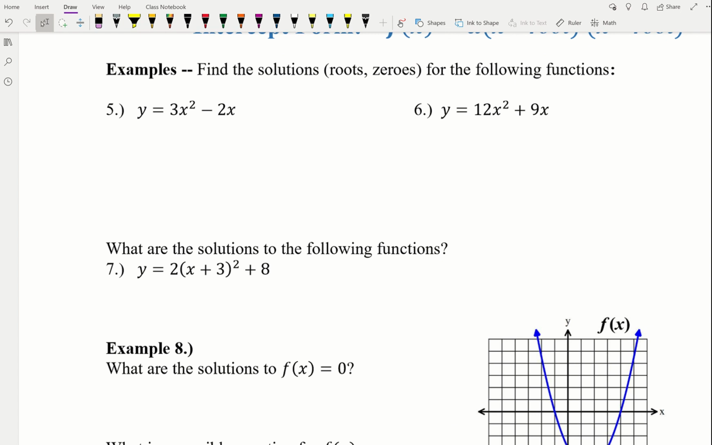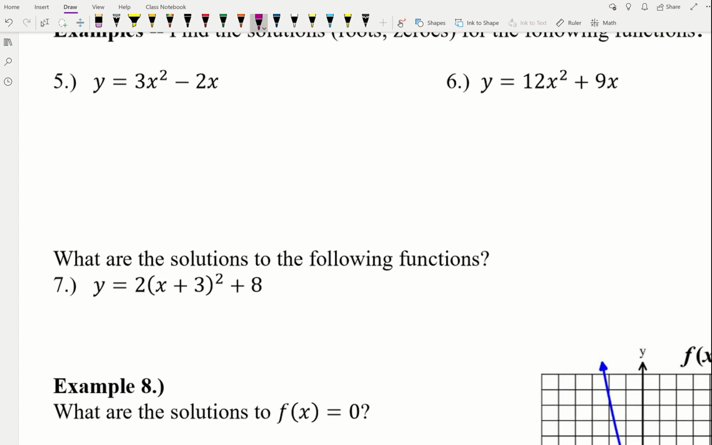All right, so again, moving on, got some more examples. Find the solutions, roots, zeros of the following functions. All right, number 5. We're going to start by setting it equal to 0. All right, we want to see, is there anything we can do to factor out? Well, 3x squared and negative 2x are going to have a GCF of simply x. And then the additional factor, what times x is going to give us 3x squared? That's going to be 3x. What times x is going to give us negative 2x? That's negative 2. And then once you have your factors, now you can find your solutions.